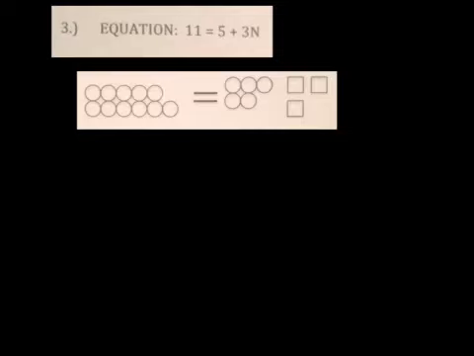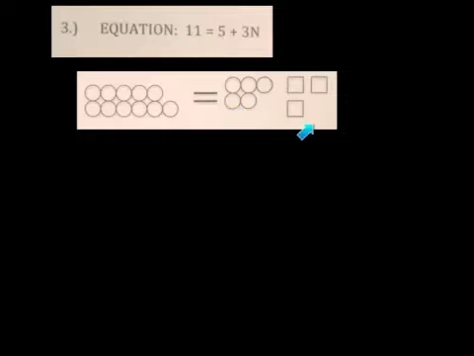Question number 3. This one's written backwards, but we still solve it the same way. The question says 11 equals 5 plus 3n. So here's my model. I have 11 circles equals 5 circles plus 3 boxes. So again, on this side that has squares and circles, I want to get rid of all of these circles so I can know how much these 3 boxes represent.